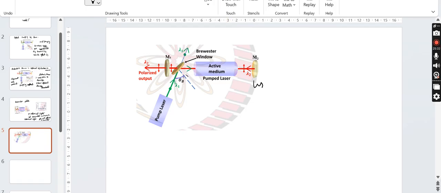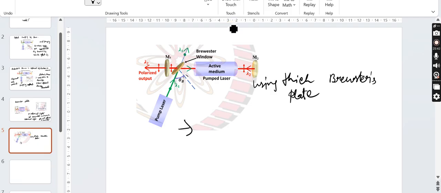And using this Brewster plate, first of all, we can dispense with the expensive and delicate dichroic mirror.